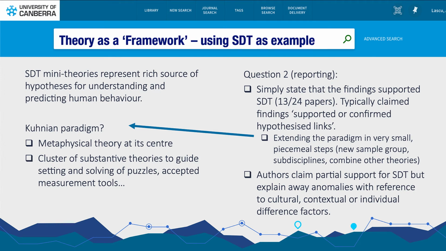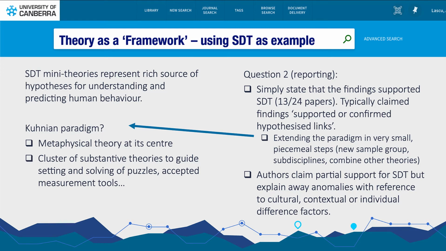In terms of question 2, which was reporting vis-a-vis the theory, 13 out of the 24 papers actually simply stated that the findings supported self-determination theory. So they typically claimed findings supported or confirmed hypothesized links, doing very little to actually extend the paradigm. And if they did, it was in very small or piecemeal steps. They found a new sample group or a subdiscipline or combined it with other theories.